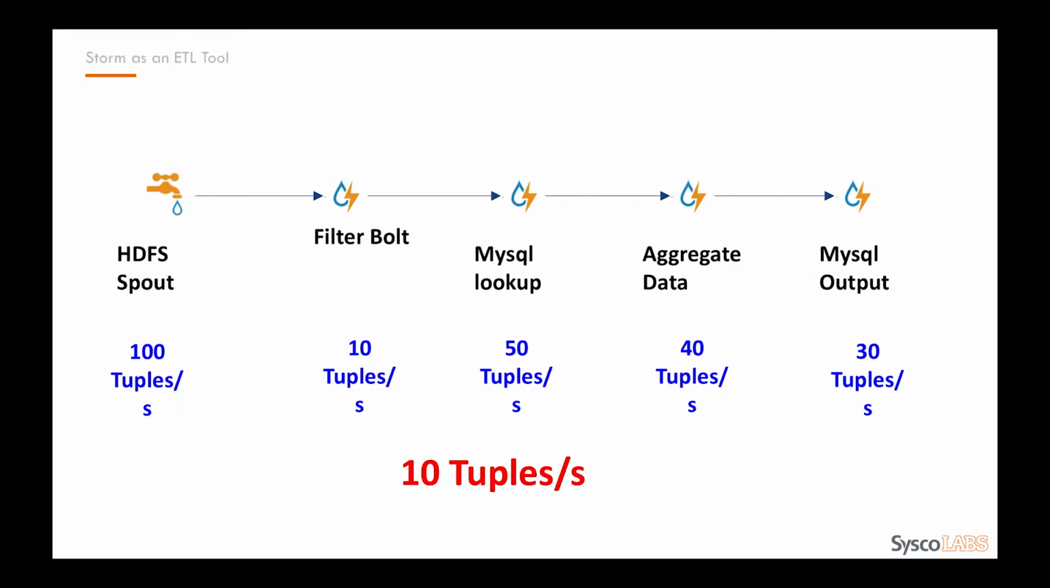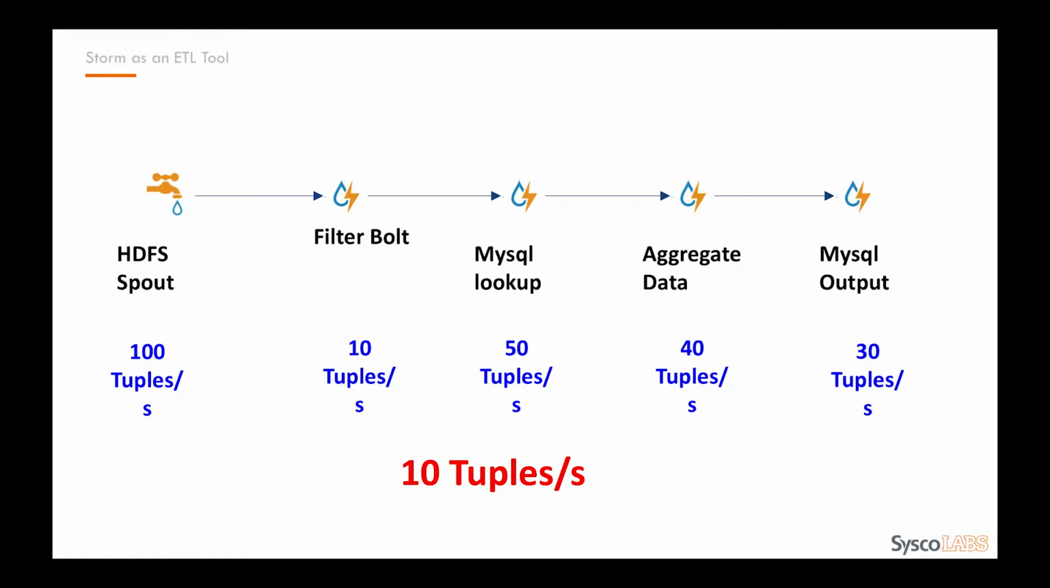So if we connect all these components and make a topology, we will get something like this. What I have shown in this example is we are taking data from HDFS, a Hadoop Distributed File System, and then we are applying some filters on that data. We are doing some MySQL lookups, and we are doing some aggregations, that is more or less summarization of data, and finally we are storing that in MySQL.